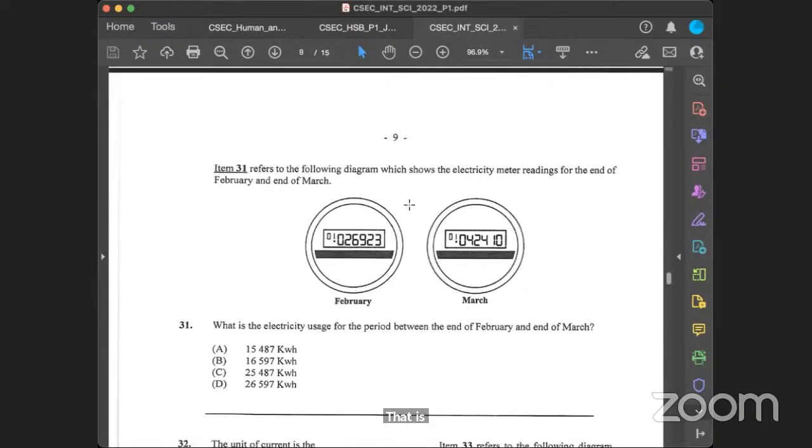Lovely. I love this. This is a nice question. We did this one in class. Remember we did these? What are you talking about, sir?